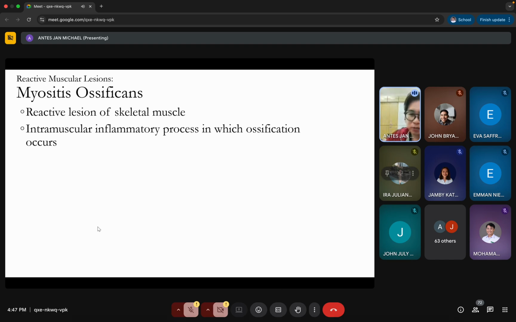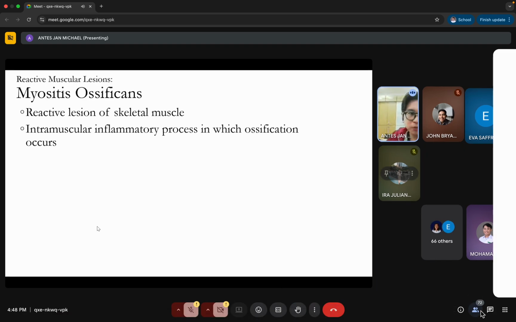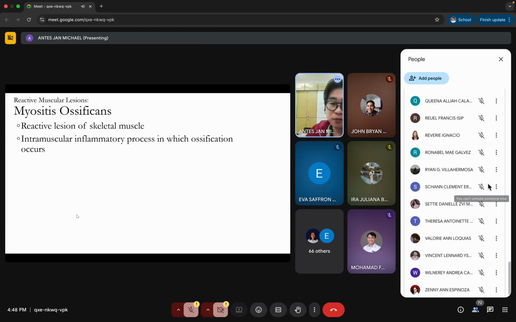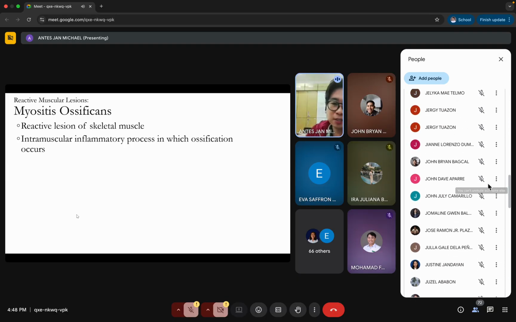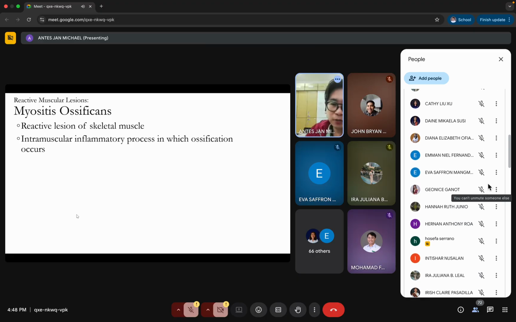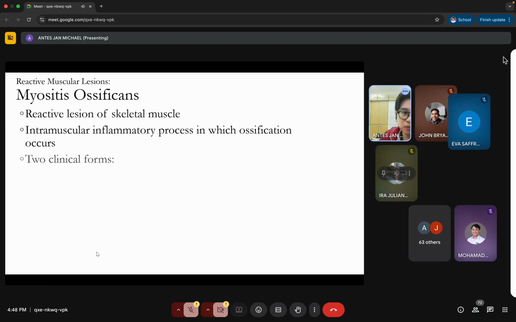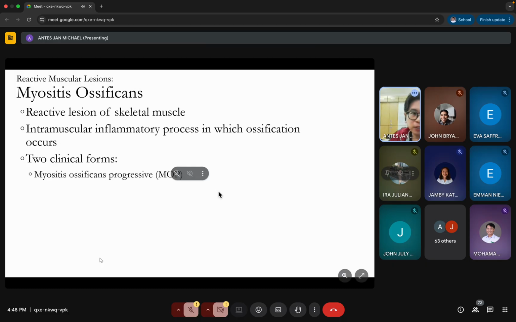Look at the radiograph. In patients with this condition, you will actually see some calcifications and radiopacity in those areas where you expect there are skeletal muscles. Now there are two clinical forms: myositis ossificans progressiva and traumatic myositis ossificans, or the MOT.